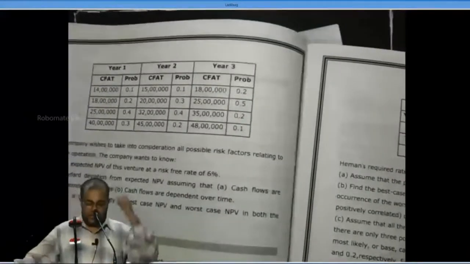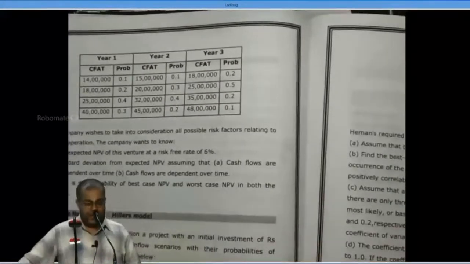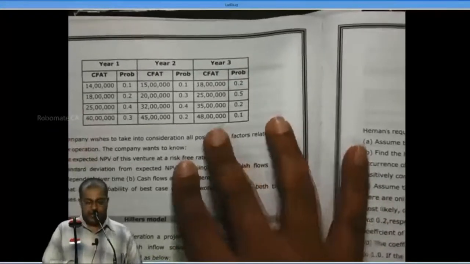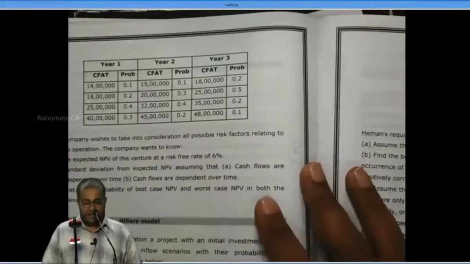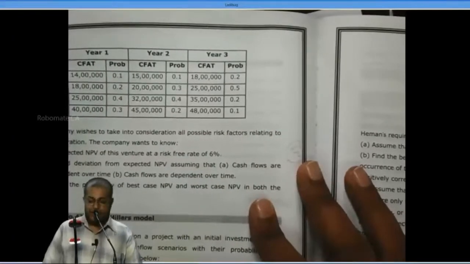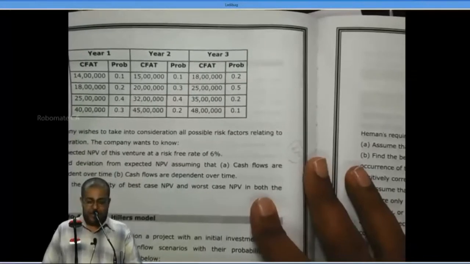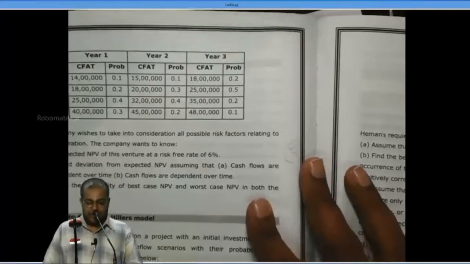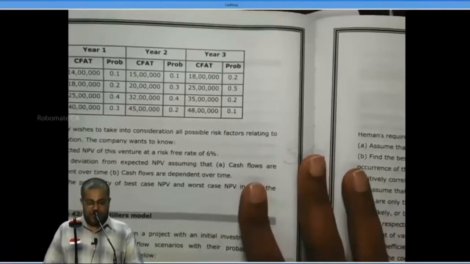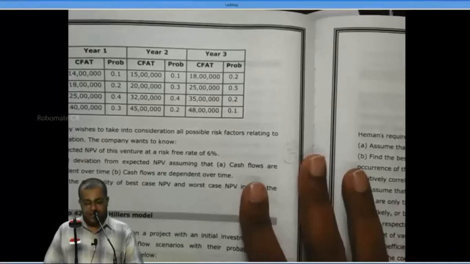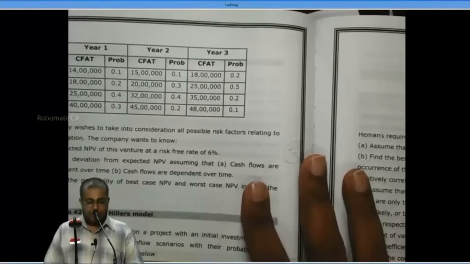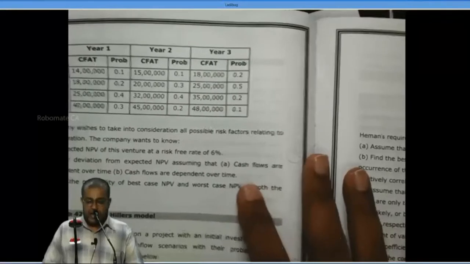Year 1, cash flow after tax 14 lakhs, or it may be 18 lakhs, 25 lakhs, 40 lakhs. Probabilities are given. Year 2 also cash flow can be 15, 20, 32 and then 45. Probabilities are given. Year 3 it is 18, 25, 35 and then 48. Probabilities are given. Company wishes to take into consideration all possible risk factors relating to the airline operation. The company wants to know expected NPV of this venture at a risk-free rate of 6%.